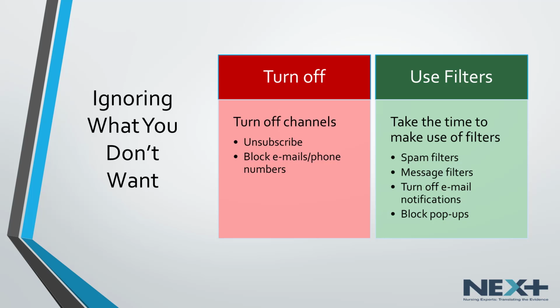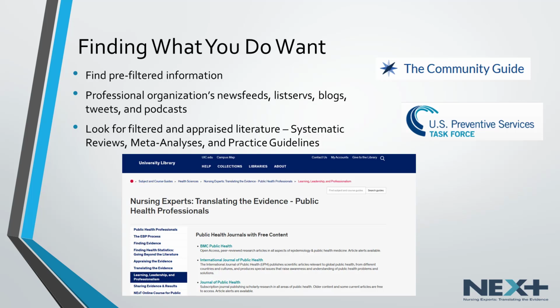Another simple way to make use of filters is to look for pre-filtered sources, like news feeds, listservs, blogs, social media accounts, and podcasts from professional organizations and government agencies. By looking for these sources, you can avoid general health feeds from large media outlets that will contain lots of information clutter like ads and irrelevant news items. Select sources that suit your learning style. For example, if you learn best by listening, choose podcasts. If reading is better for you, try a blog or pick out a newsletter.